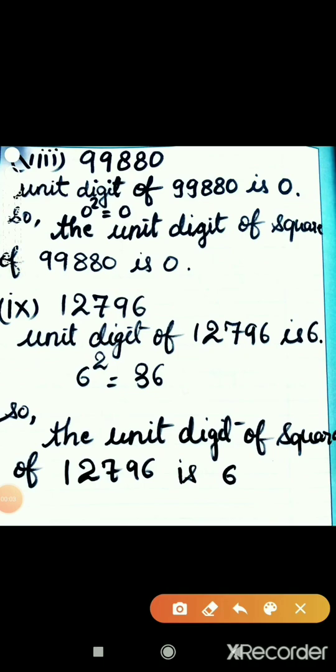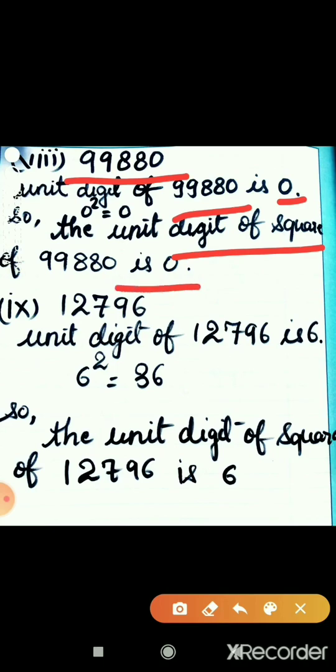Eighth part, 99880. Unit digit of 99880 is 0. So the unit digit of square of 99880 is 0.